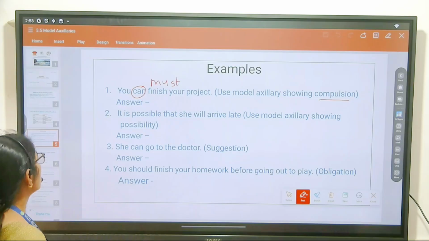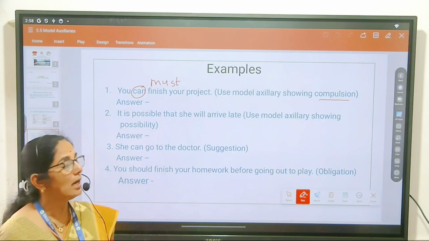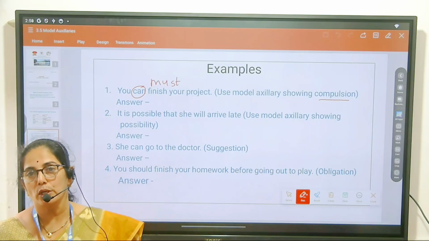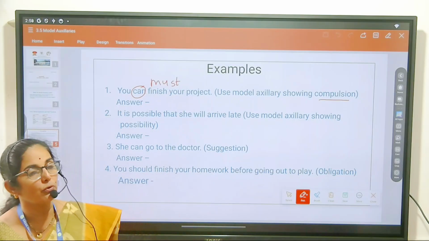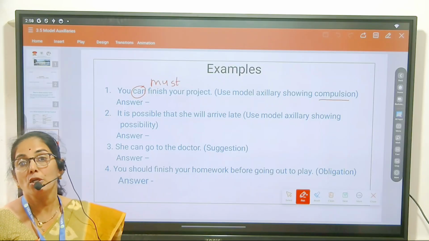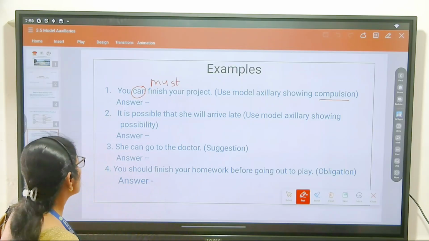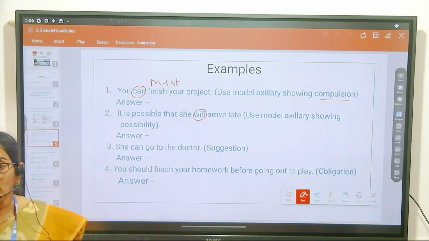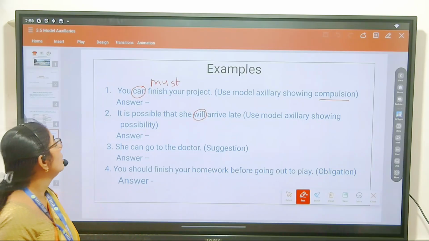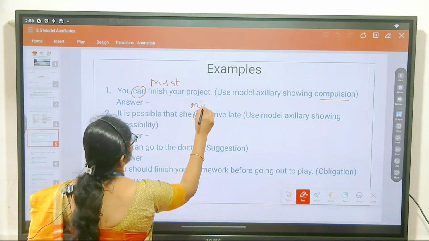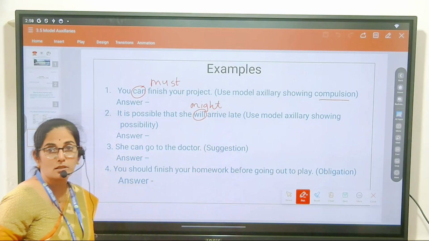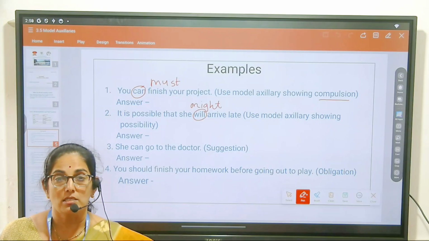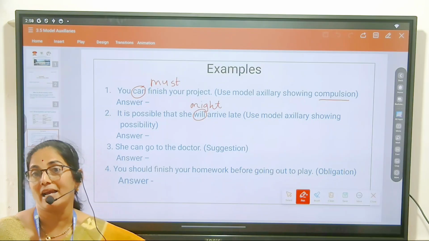Understood? The next sentence you see: it is possible that she will arrive late. In brackets it is given, use modal auxiliary showing possibility. Here you have to find out which is the modal auxiliary used in the sentence. Now see students, will is the modal auxiliary. So instead of that you have to take might. Might denotes possibility. Got it? So how is the answer? You have to write like this: it is possible that she might arrive late.